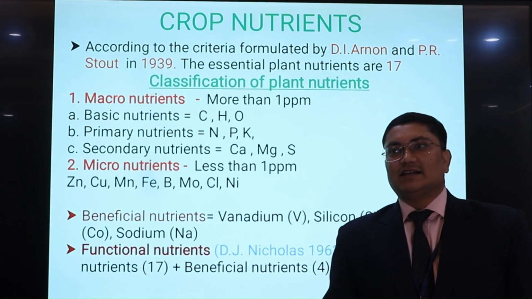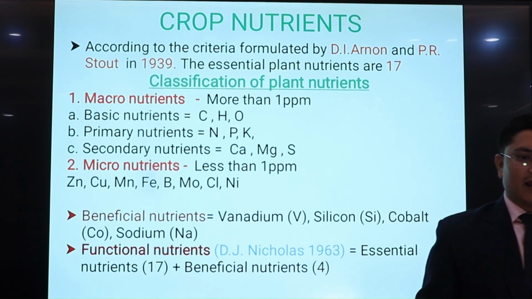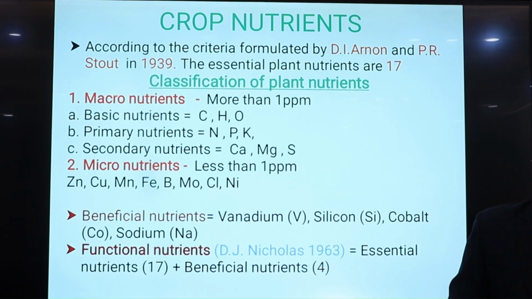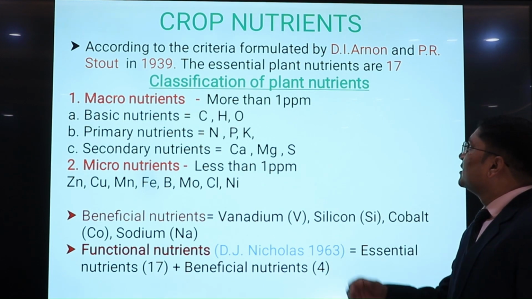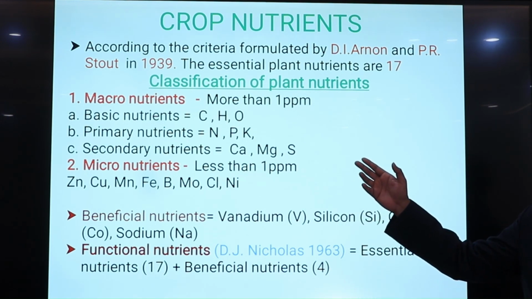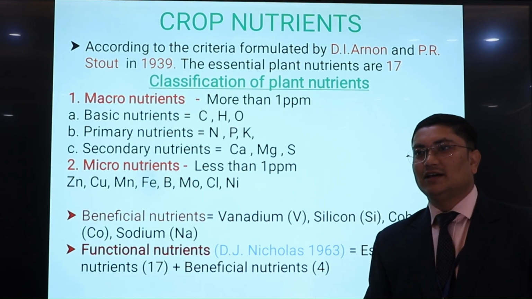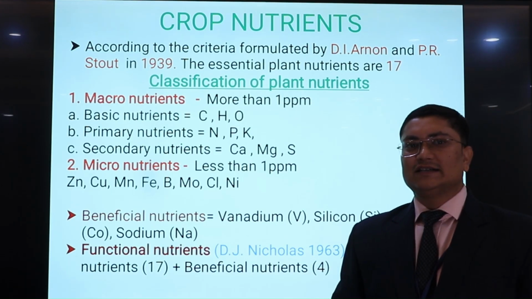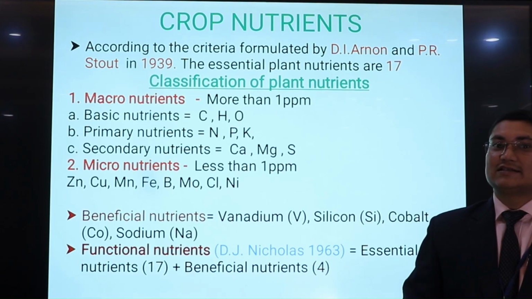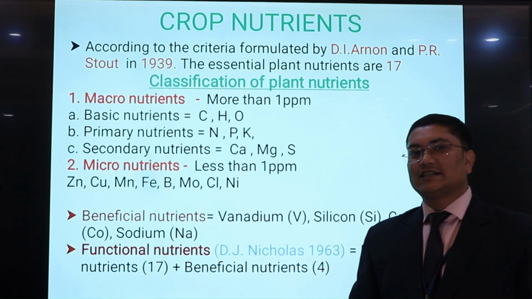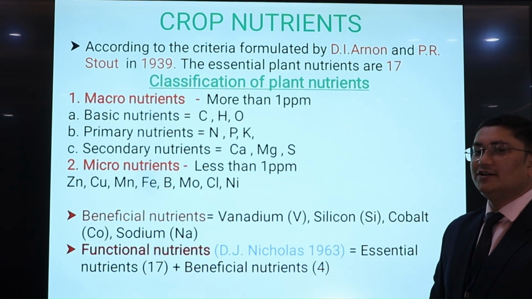As per the criteria of essentiality, the first are D.I. Arnon and P.R. Stout. These are the two persons who discovered the criteria of essentiality, and after the criteria of essentiality we found 17 essential nutrients for the development of the crop. At the earliest there were only 16, and later one more element, nickel, was added, and we got a total of 17 nutrients as per the criteria of essentiality.